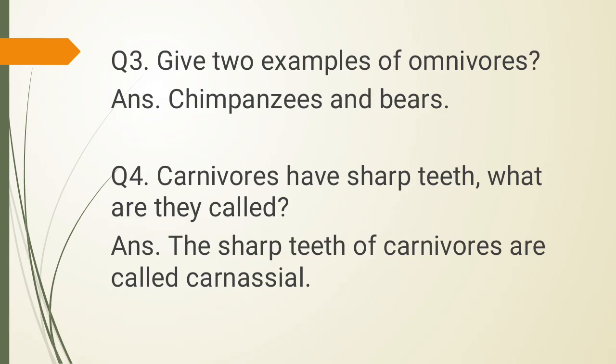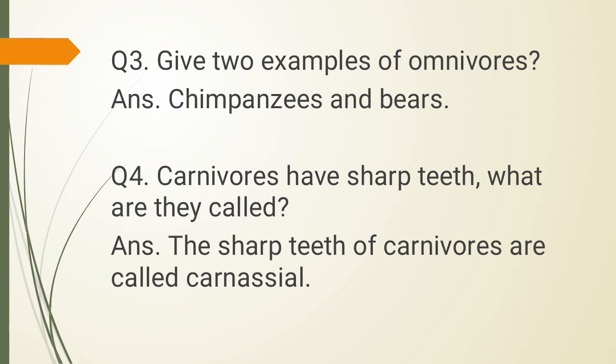Question number 3 is, give 2 examples of omnivores. The examples of omnivores are chimpanzees and bears. You can also know that human beings are omnivores like us. We discussed it in our live session as well. Human beings are omnivores because we depend on plants. We eat plants, and we eat animal flesh as well. So we are omnivores too. The examples of omnivores are chimpanzees and bears.